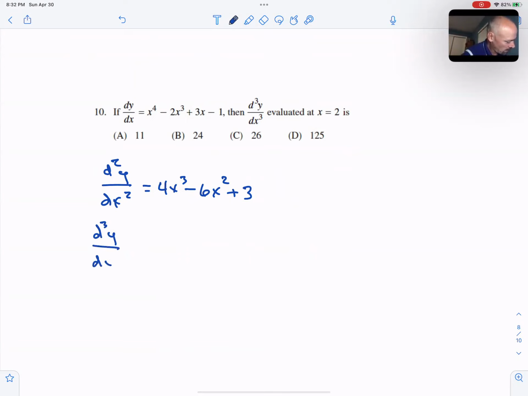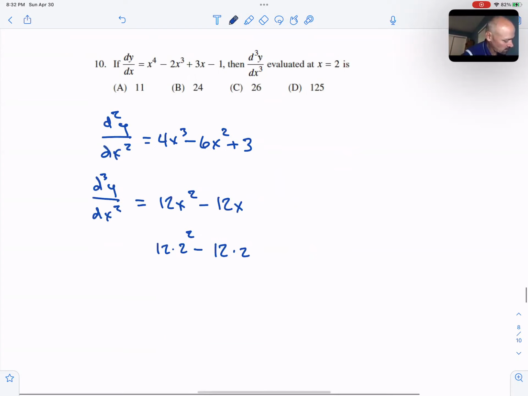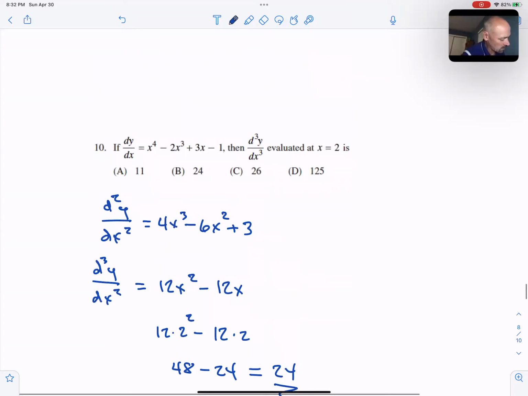d3y dx3 is 12x squared minus 12x, and then we want that such that x is equal to 2. So 12 times 2 squared minus 12 times 2. It's going to be 48 minus 24, which is 24. Please be an answer choice. Please be an answer choice. And it is. Okay.